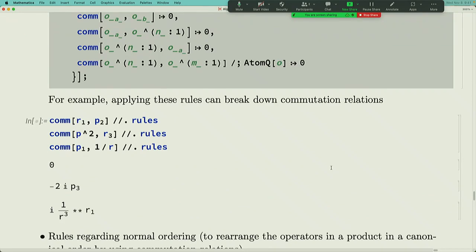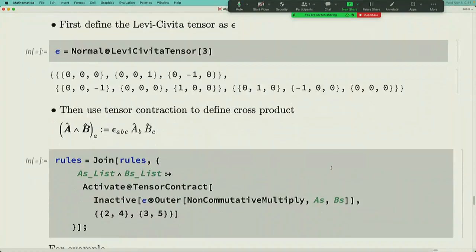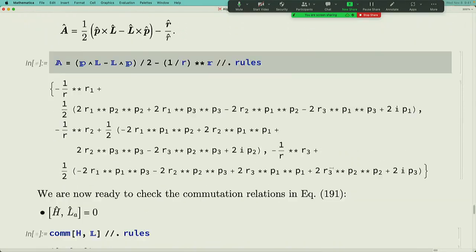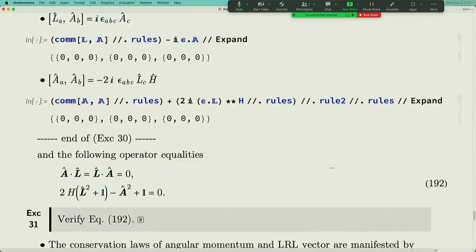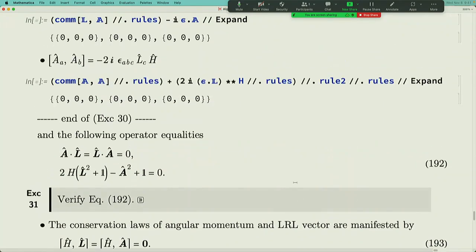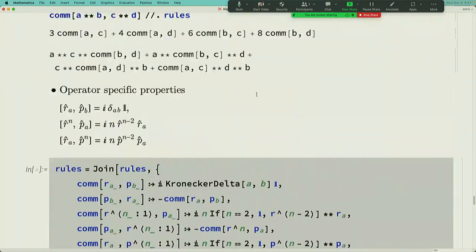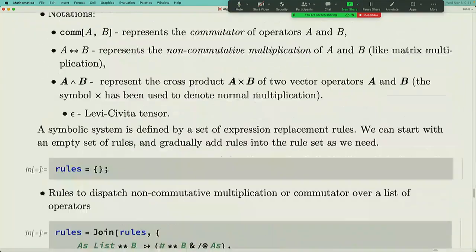For example, the commutator of p squared and R3 will become minus 2i times p3. It will give you the result. So this computer system is pretty powerful, in that it allows us to eventually check all these relations one by one. So I did all that checking at the end of exercise 30. It's a very long exercise and contains a lot of programs.